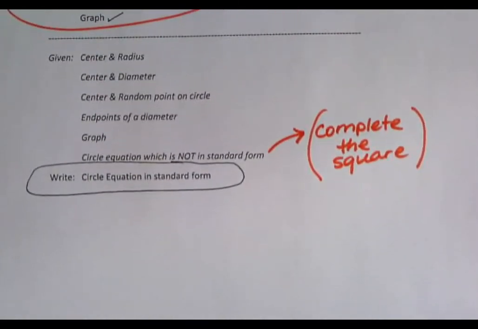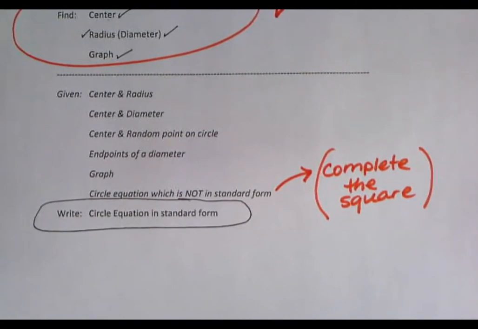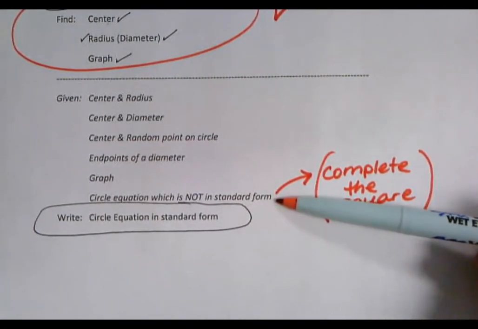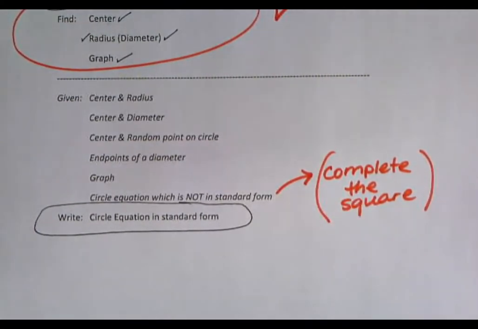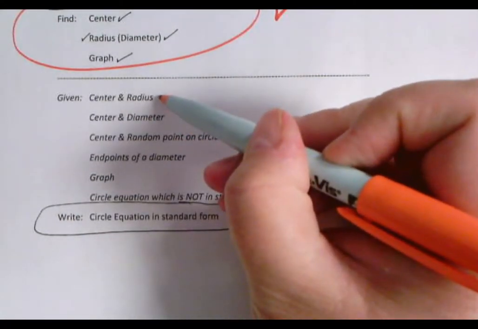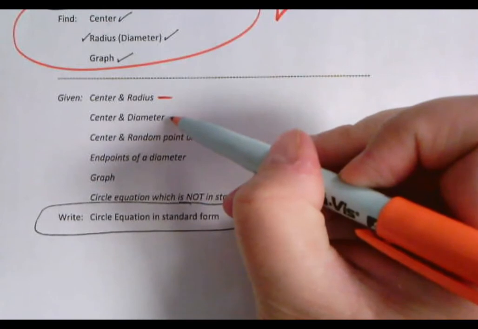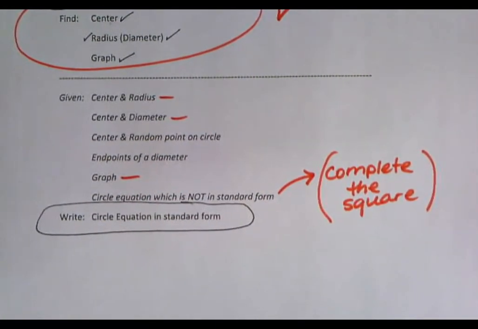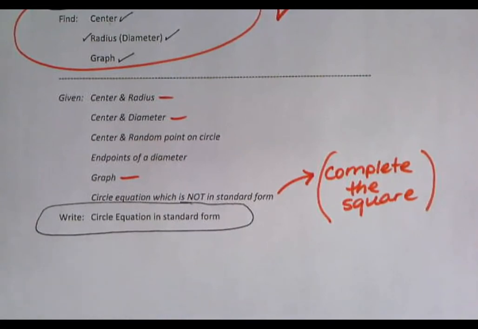Now the next thing is we're going to write a circle equation in standard form. And we're not going to do all of these in this one video. We're definitely not going to talk about completing the square until a separate video. But right now I just want to hit these 3: center and radius, center and diameter, and graph. These are really the simplest ways to write my circle equation in terms of what they could give me for my starting info. So let's go ahead and look at a few of those.